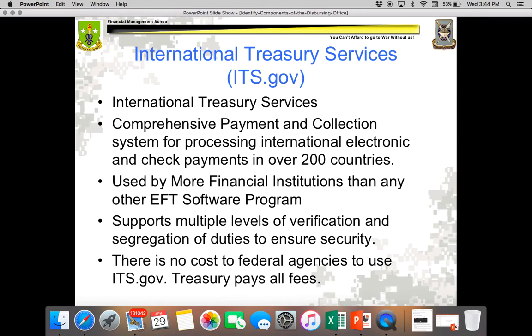ITS.gov. Not a whole lot that you need to know about it. It is our payment and collection system, where I said earlier we're not really doing checks so much anymore. That has all been replaced by ITS.gov. For the level of this class, just know that it's another option to conduct payments. And it's also a method of tracking any treasury deposits that are made out of the finance office to make sure that all the money was deposited and accounted for correctly.